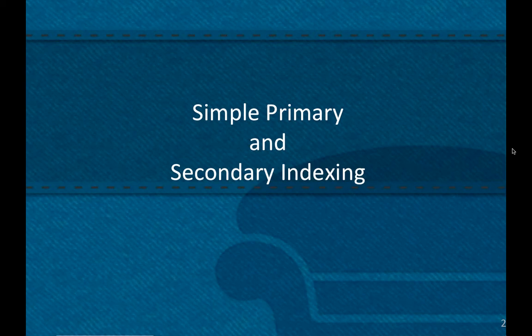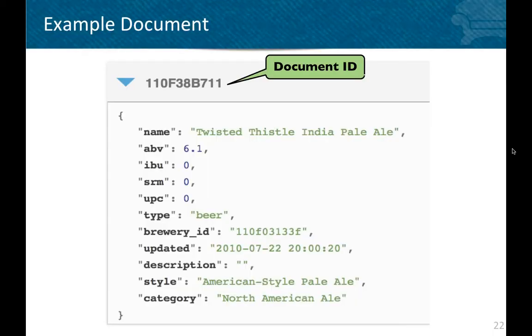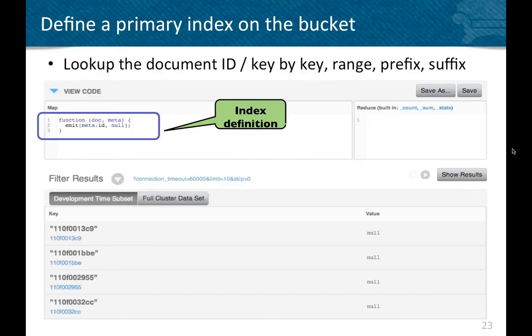So that concludes the section about the operational characteristics and the DBA-focused interactions with the view system. And now we're going to talk about the ways that you can use this in your applications. So here's a document. It describes a beer, and it's got a brewery ID, and it's got the alcohol by volume 6.1%, along with some other information. So here's a primary index.